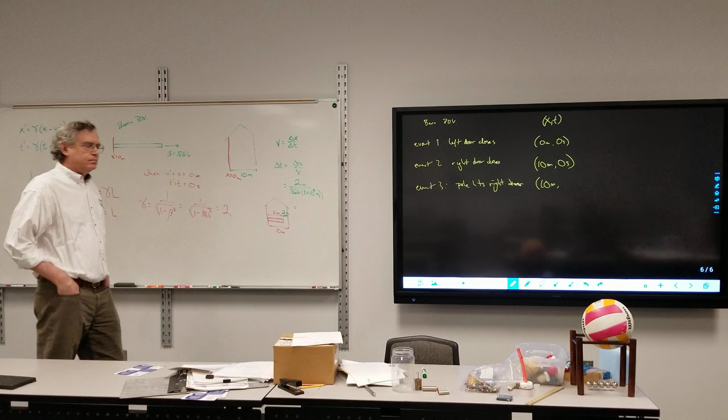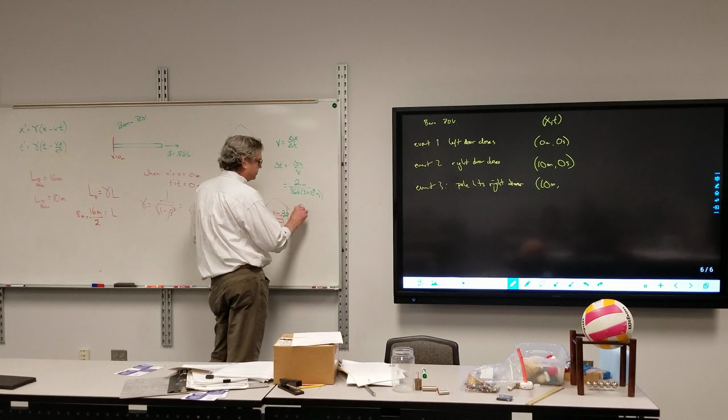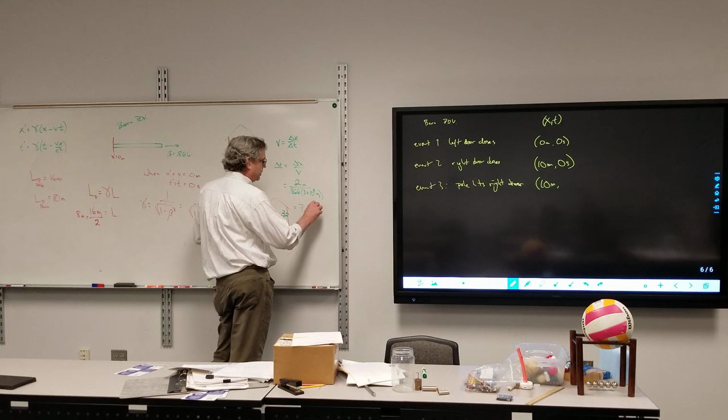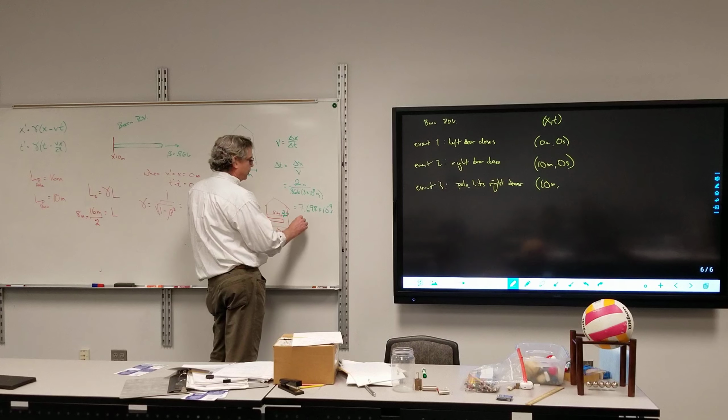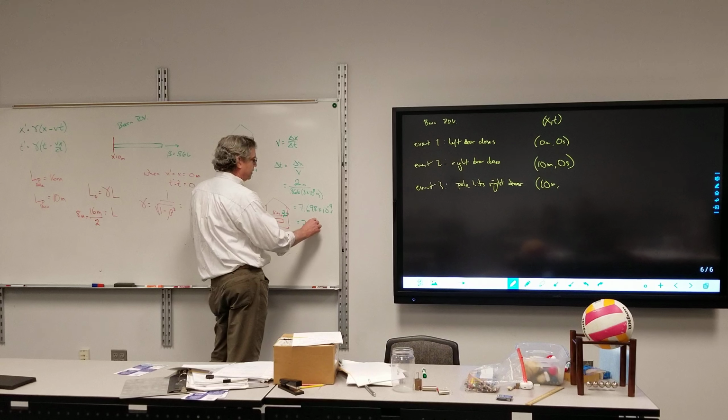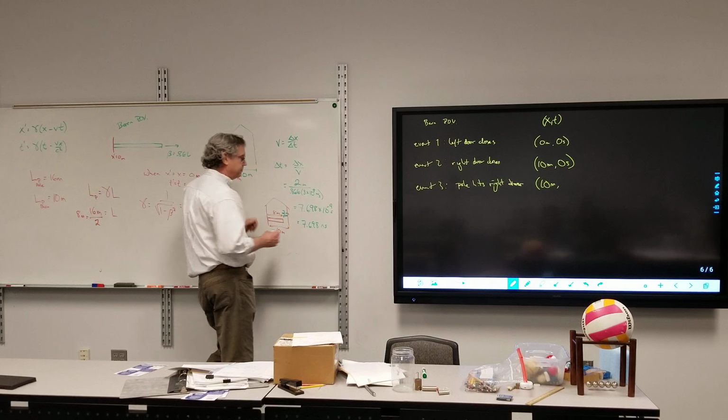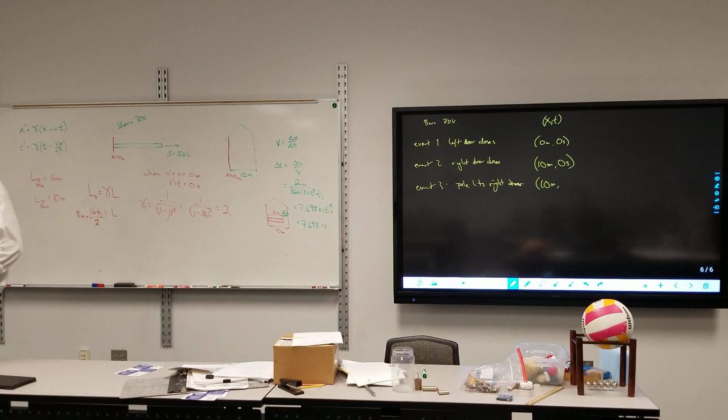I guess 7.698 times 10 to the negative 9. Units? Seconds. And so 7.698 nanoseconds. Not a whole lot of time, but then again, you have something traveling near the speed of light. It doesn't really take long to go 2 meters.